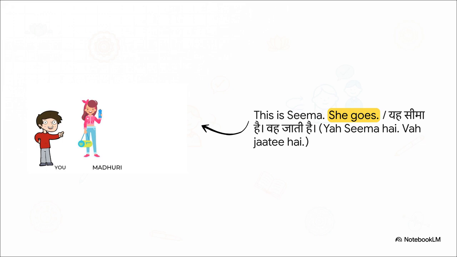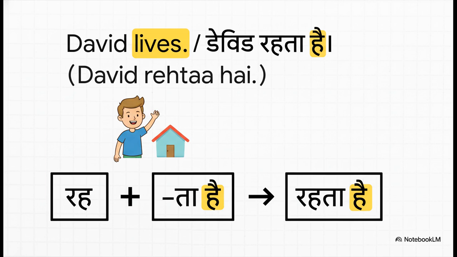Nice. Now let's do the exact same thing, but for Seema. To say she goes, we use that same verb root ja, but this time, what do we add? The feminine ending. So it becomes va jati hai. Notice that little shift to ti hai? Let's say that one together. Va jati hai. Perfect. Okay, let's try a brand new verb, to live. The root is rehe. So to say David lives, we take rehe and add the masculine ending, ta hai. And we get David rehta hai.